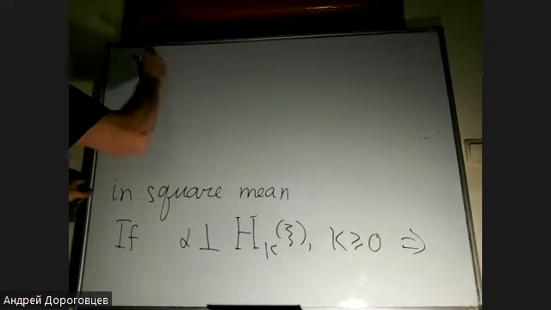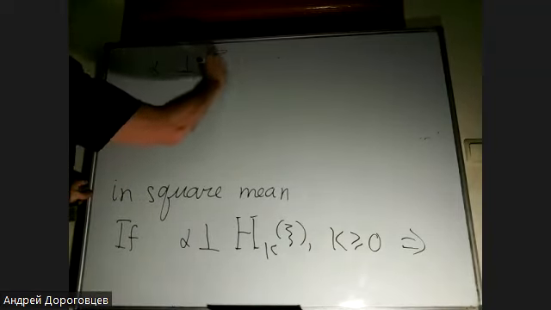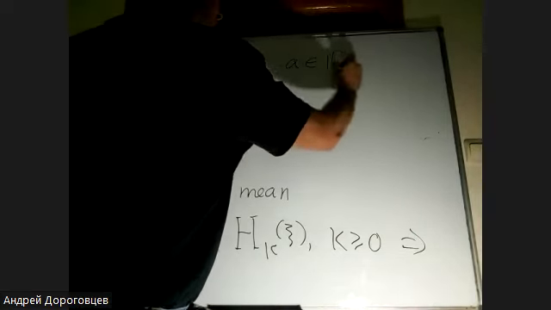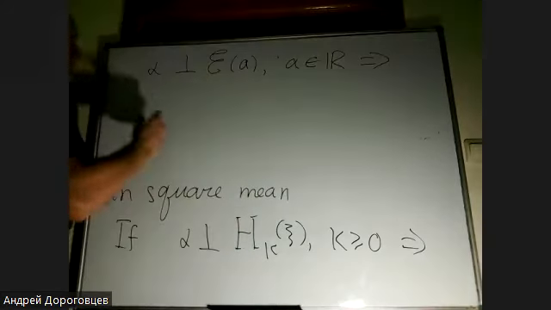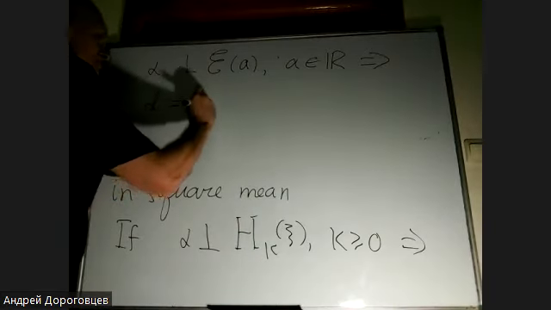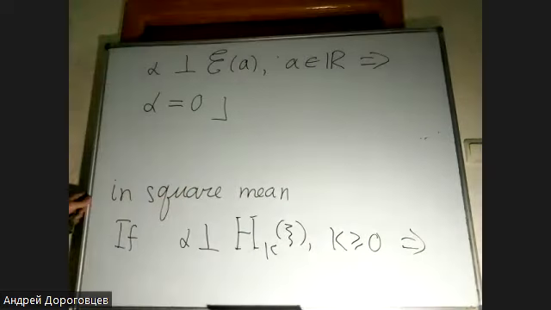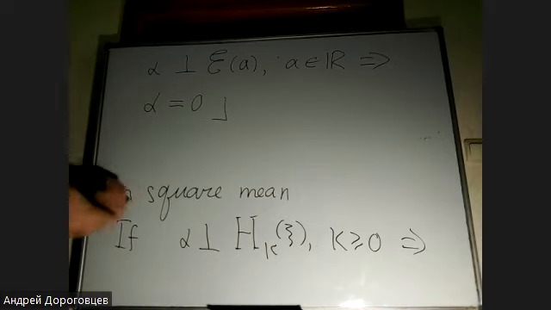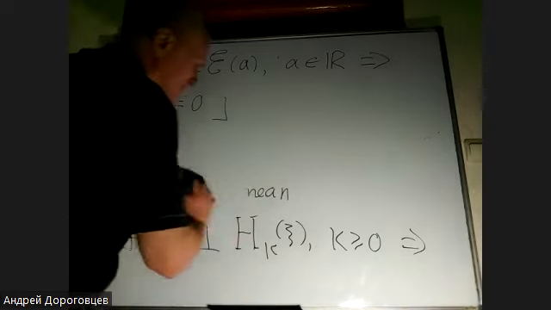Then alpha is orthogonal to the stochastic exponent for any a belonging to R, and then we prove alpha is equal to 0. Now we prove our statement. The polynomials are dense in the space of square integrable functionals of the standard Gaussian. Here we have a very interesting corollary.